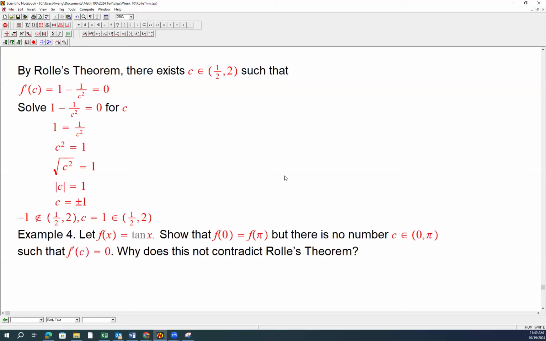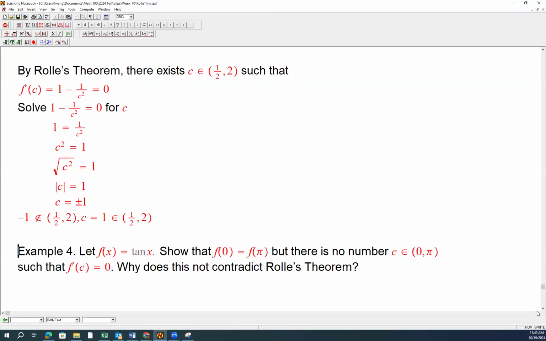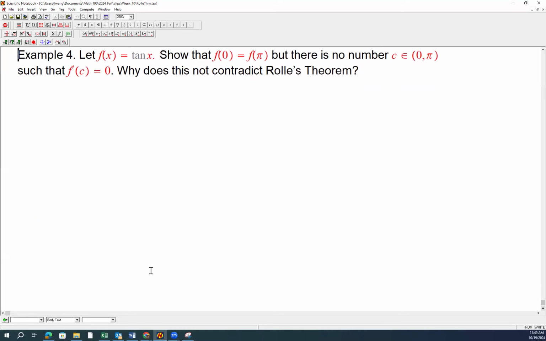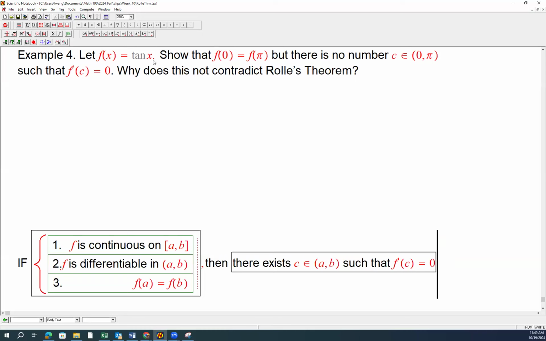Example number 4. This is how the question is phrased. Take a look. We have a function called tangent x. Show that f of 0 equals f of pi, but there's no number c inside this interval such that the derivative of the function equals 0. Why does this not contradict Rolle's theorem?